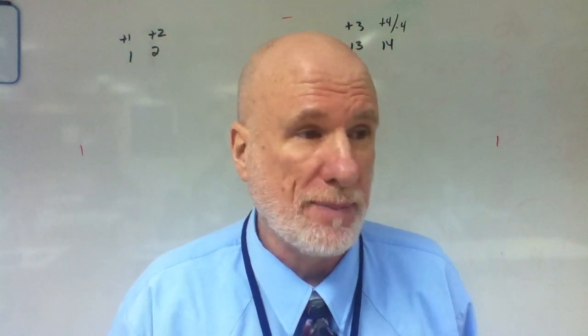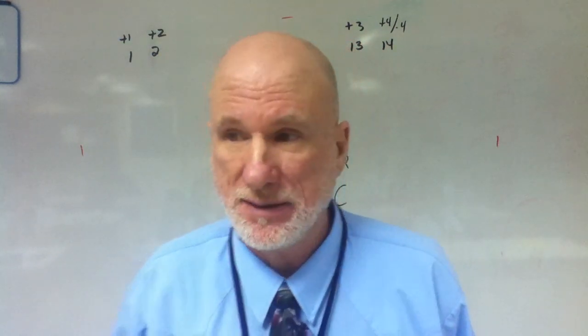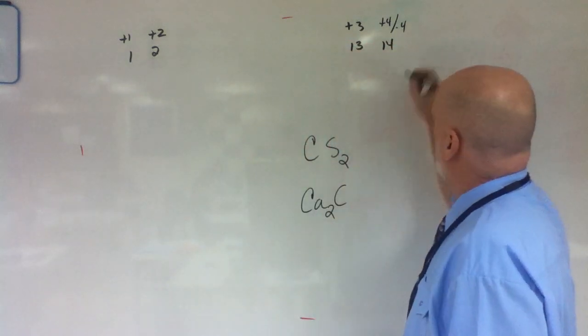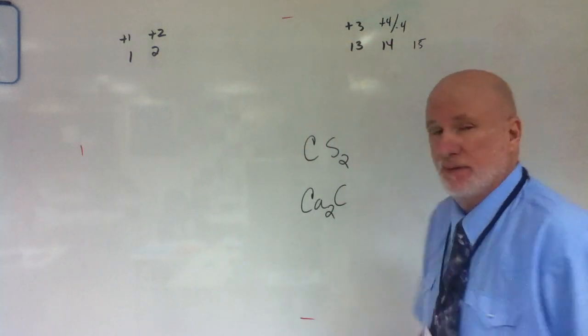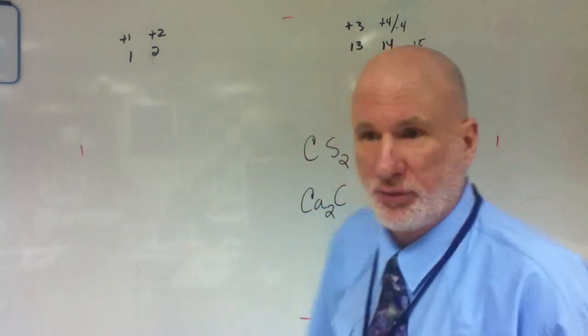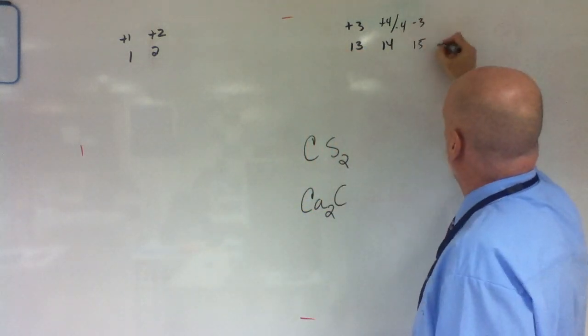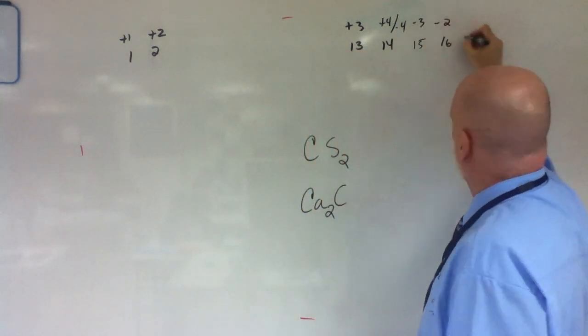But you still have to worry about the valences, yeah? Okay, what about 15? Negative 3. How about 16? 17.